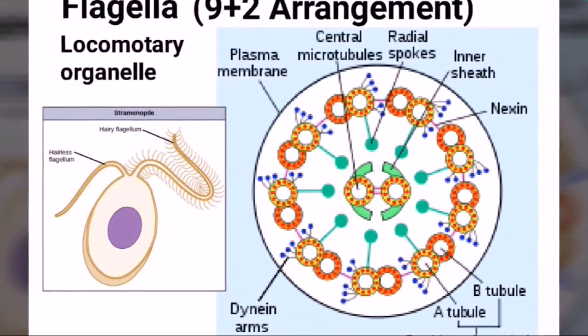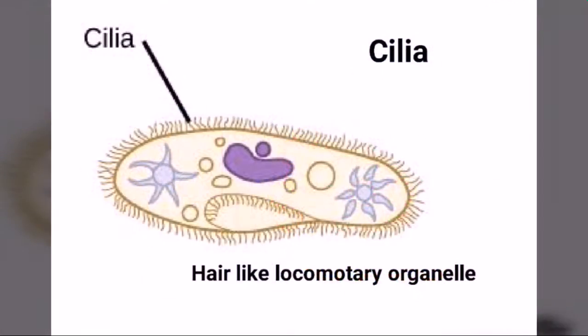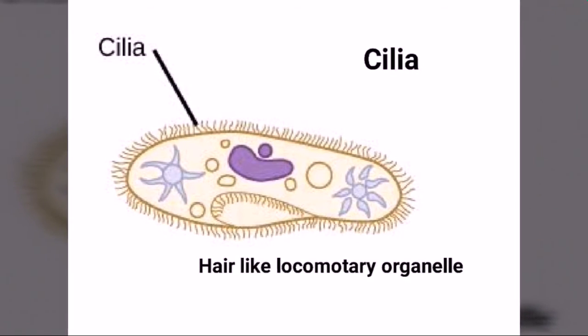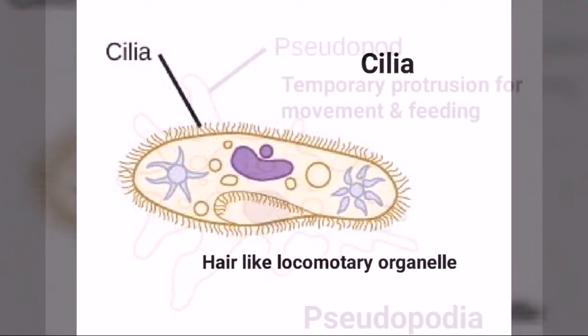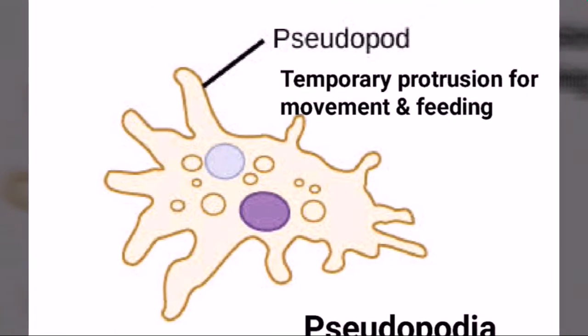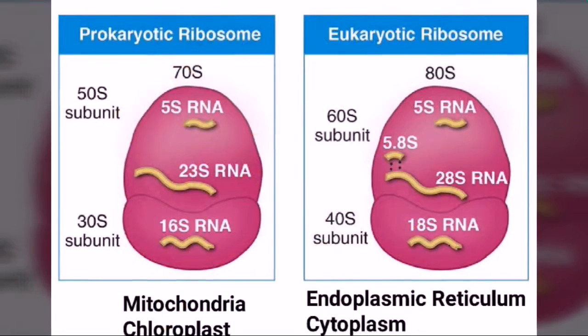Flagella show a 9+2 arrangement, the locomotory organelle, in their cells. Cilia, hair-like locomotory organelles, are seen in some organisms like Paramecium. Amoeba has pseudopodia for locomotion, movement and feeding.